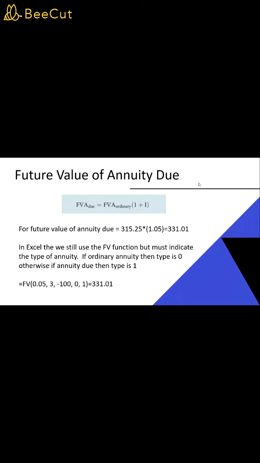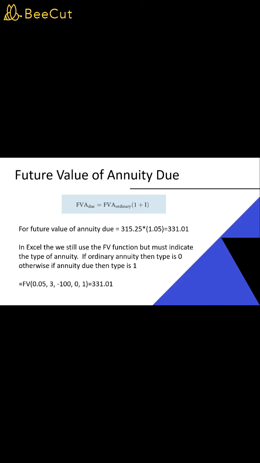Now, if you want to calculate the future value of an annuity due instead of an ordinary annuity, all you would do is, after you calculate the future value of an ordinary annuity, you would just multiply it by 1 plus i, which in this case is 1.05, and that will give you 331.01.